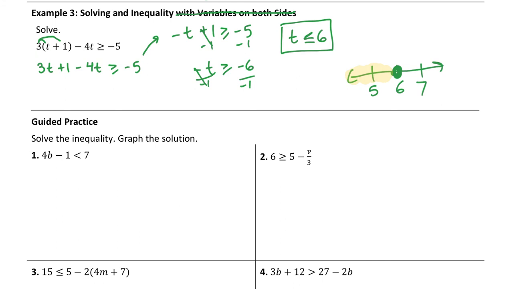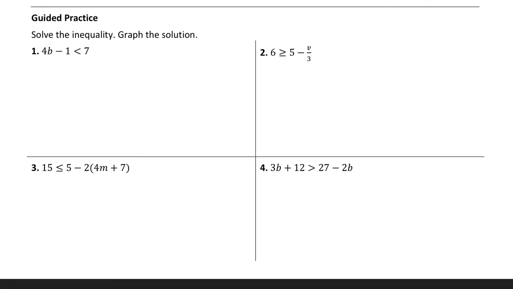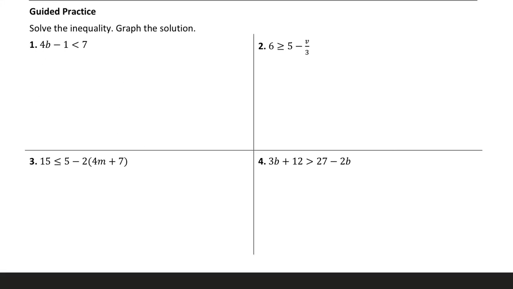So I've given you some examples of different types of inequalities that require more than one step. So the next thing I'd like you to do in these notes is to go to the bottom. Once you're ready, pause the video and then work through guided practice 1 through 4 on your own. Once you're ready to see the answers, resume the video, hit play again, and then just check your answers before you move on to the practice.